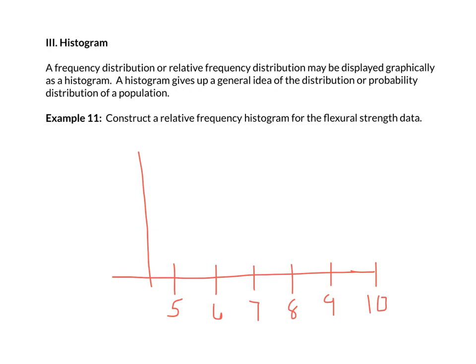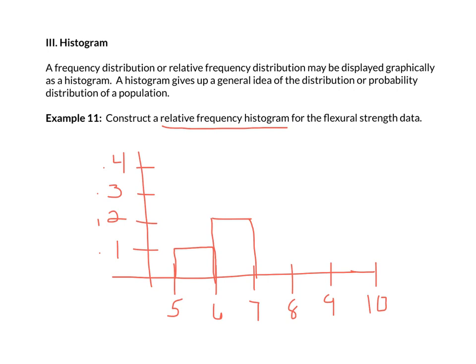The heights of our relative frequency histogram are just going to be those numbers that we got on our relative frequency distribution. So we have 0.1, 0.2, 0.3, and 0.4. If you look back at your relative frequency distribution, you would see that for the class interval between 5 and 6, we went up to 0.1. For between 6 and 7, the relative frequency was 0.2. So our histogram is going to go up to 0.2.